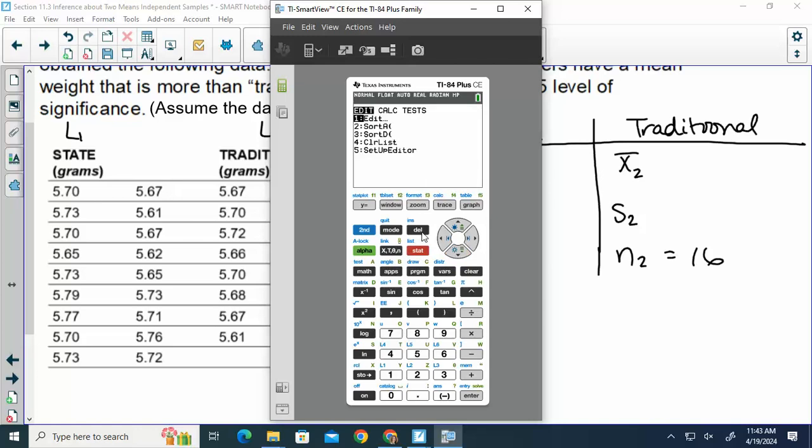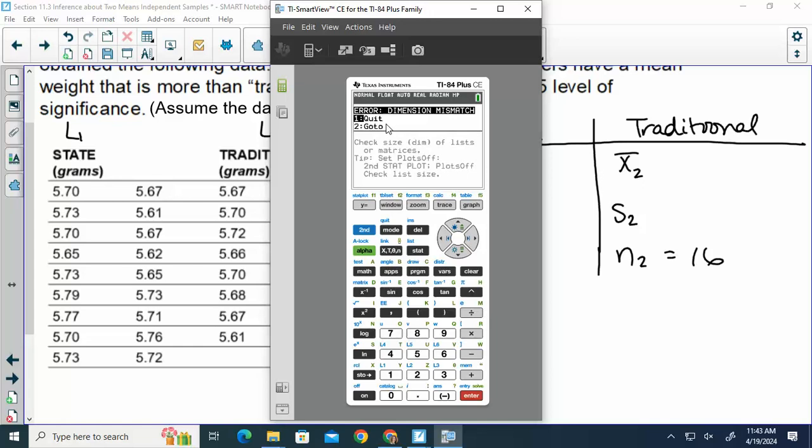So we go to stat, calculate. You can either do one variable statistics for each list separately, or if you want them both to show up at the same time, you could do two variable statistics. Let's make our X list L1, Y list L2, make sure the frequency is empty. And it's going to tell us error. Do you know why?